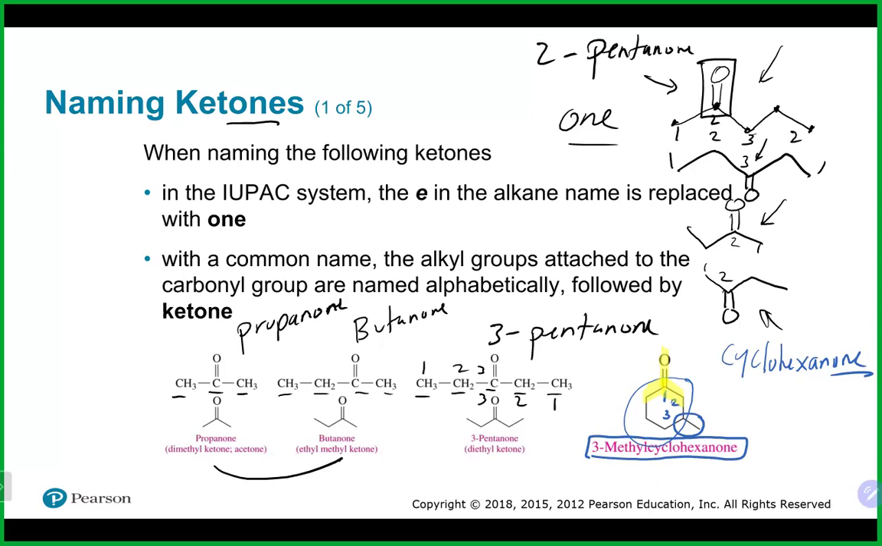Question on that one. So in a ring structure, you don't need to give the location, but it will be carbon number 1 where that carbonyl carbon is. And that's for numbering any other groups that may be attached. Question.